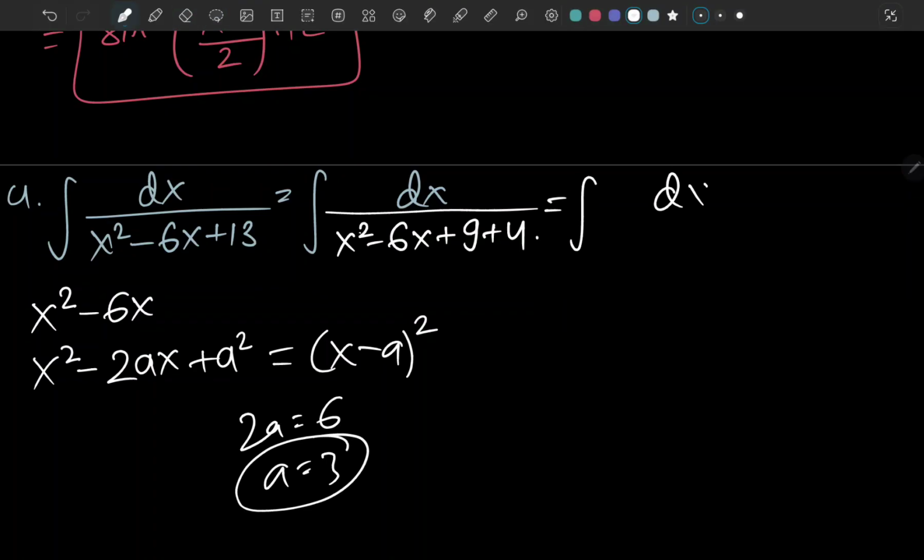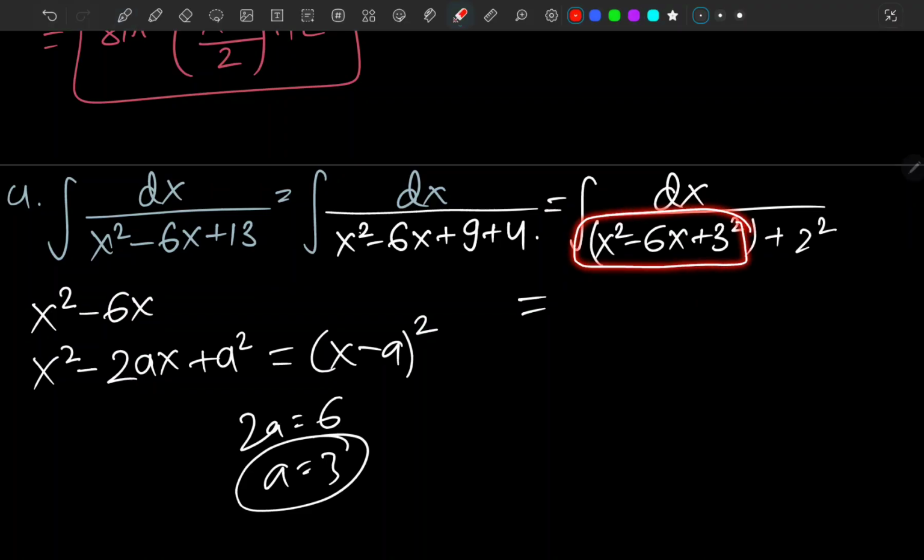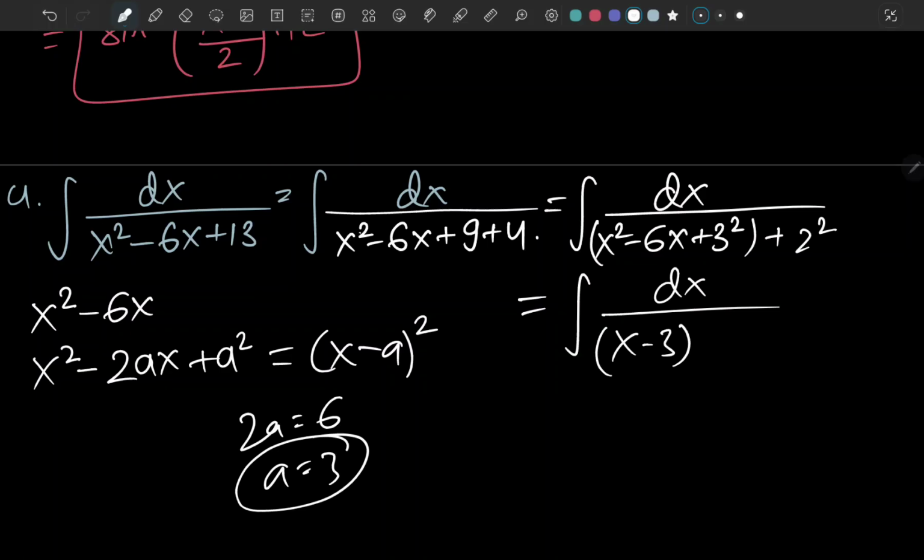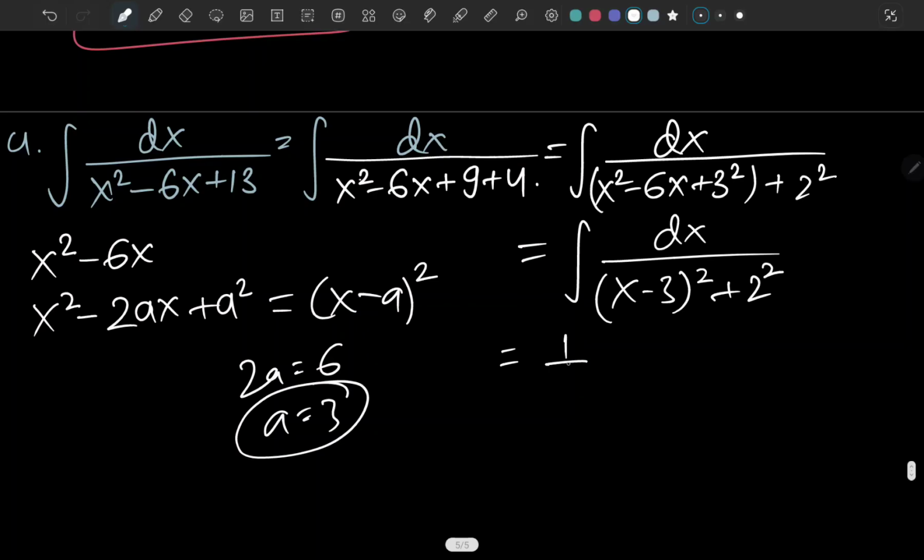And now our integral becomes dx over x squared minus 6x plus 3 squared plus 2 squared. If you look closely, this is a perfect square, x minus 3 whole squared. So dx over (x minus 3) whole squared plus 2 squared. That is just the tangent inverse thing: 1 over 2 times tangent inverse of (x minus 3) over 2, plus c. That's it. This is the answer for this integral, guys.